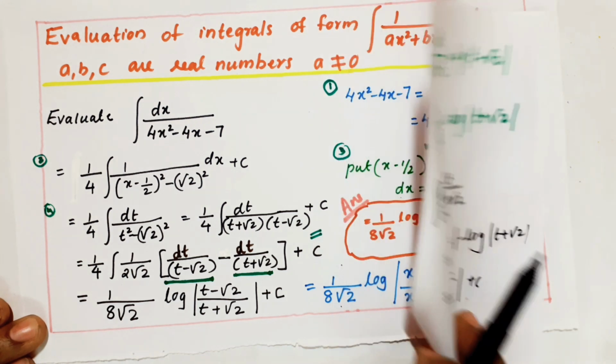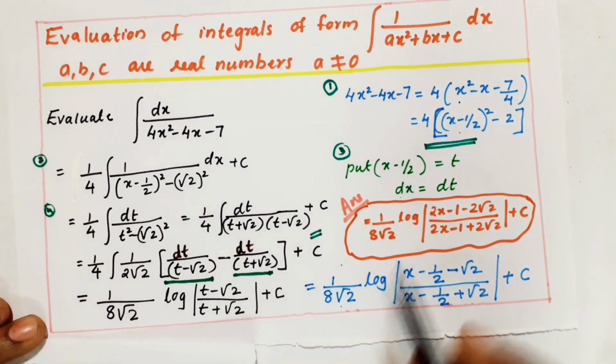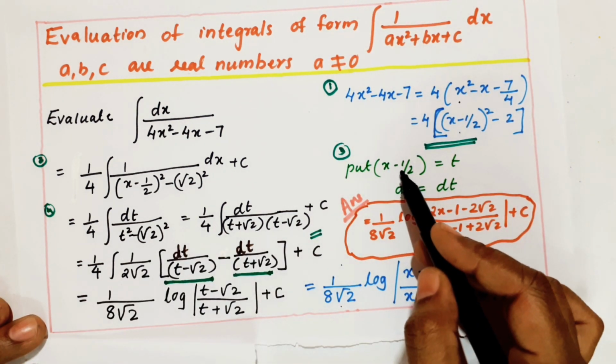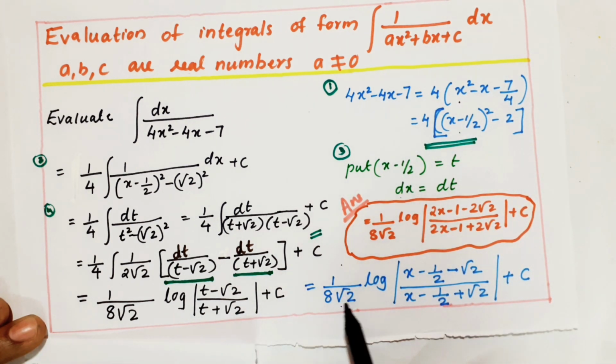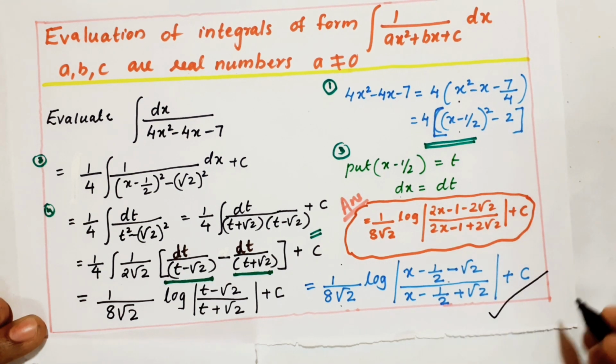Next step is simple only. What we are doing is resubstituting the value. t is x minus half. So 1 by 8 root 2 log of (x minus half minus root 2) by (x minus half plus root 2) plus c. This answer is correct.